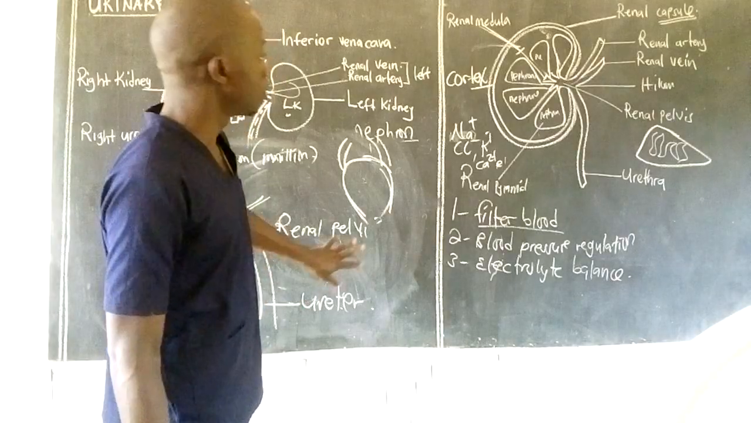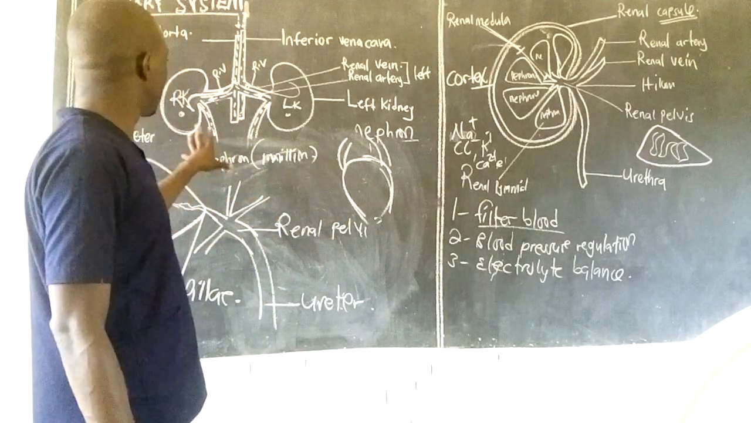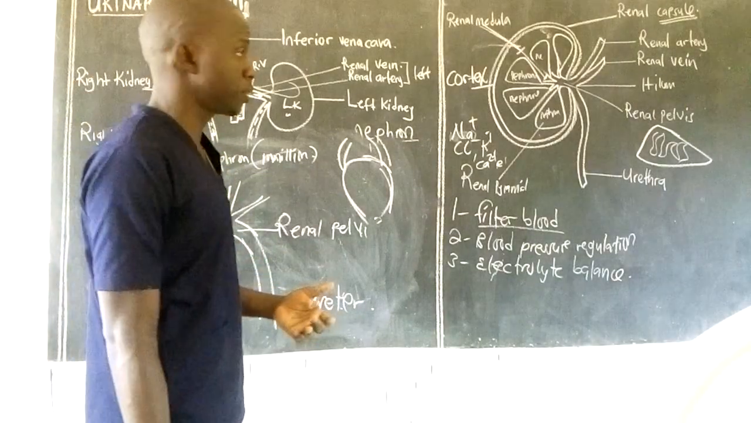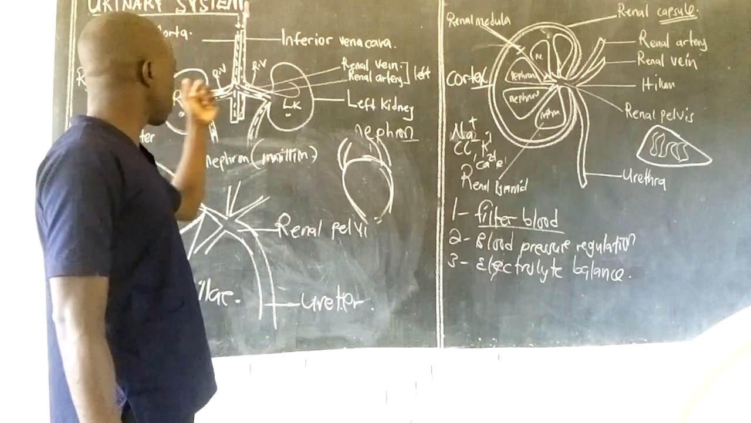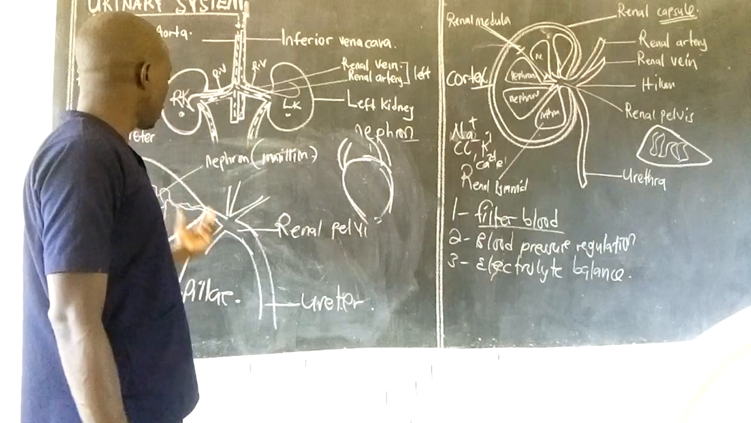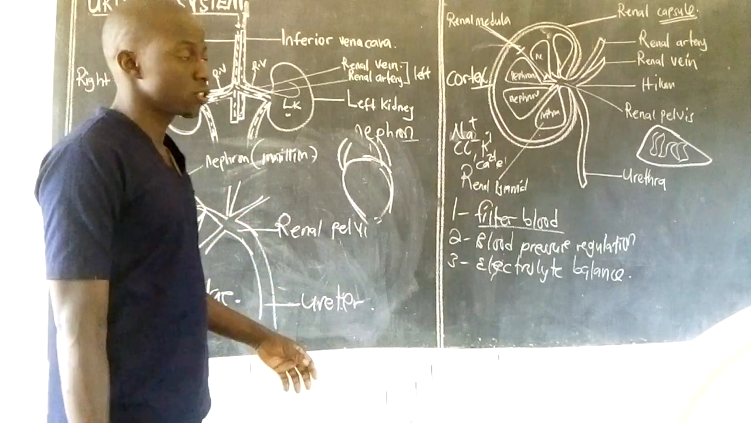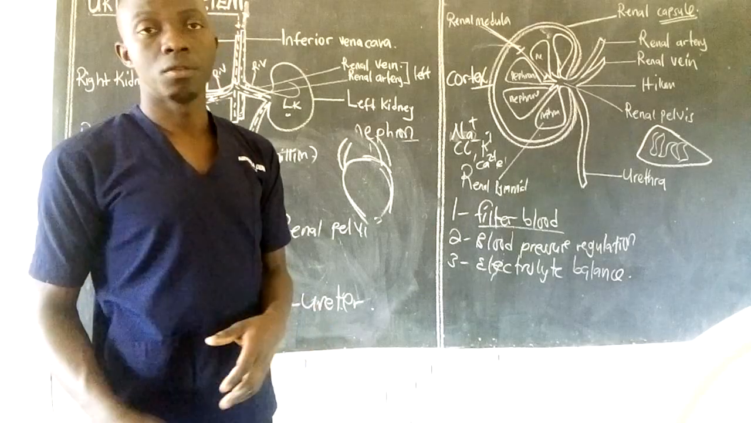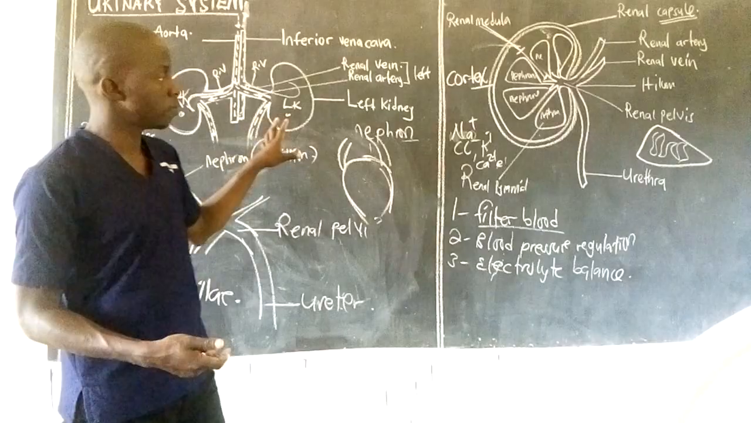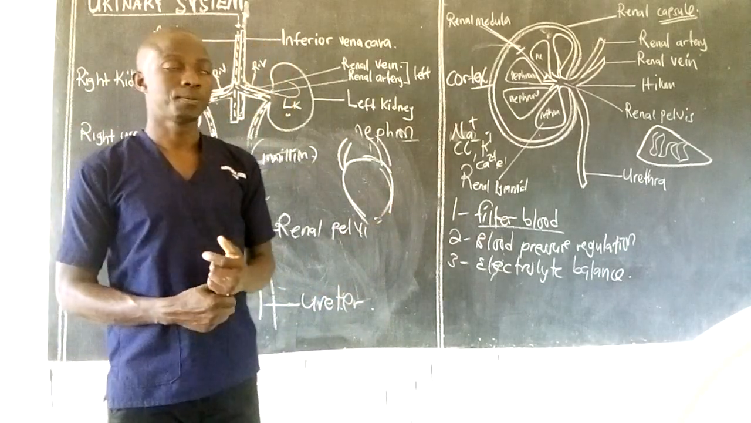So this is the anatomy of the urinary system. If they ask you to name the structures that make the urinary system, we have the two kidneys, both the left and right kidney, the ureters, the urinary bladder, and the urethra, as the structures that make the urinary system. In our next video, we shall now see the physiological bit of this system.